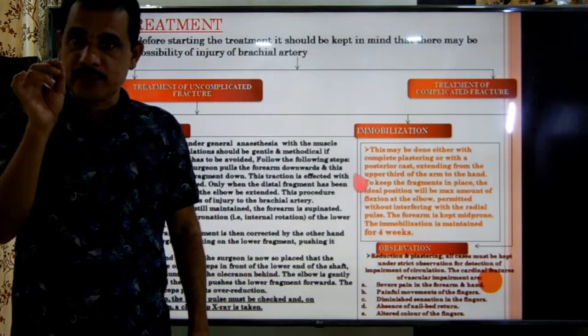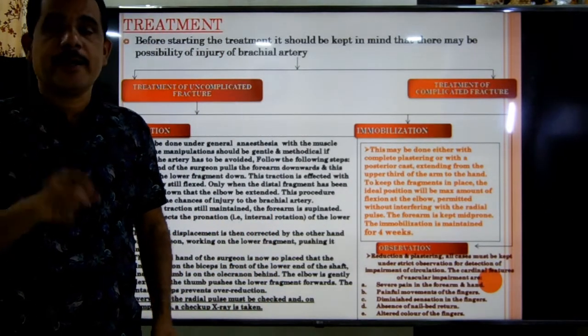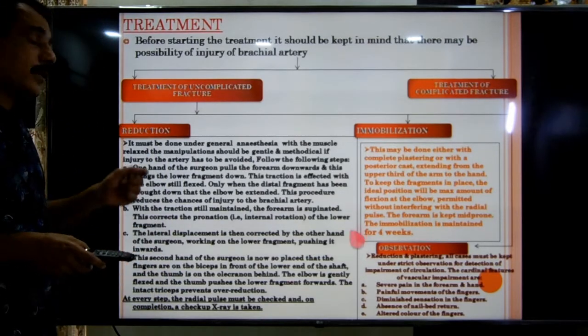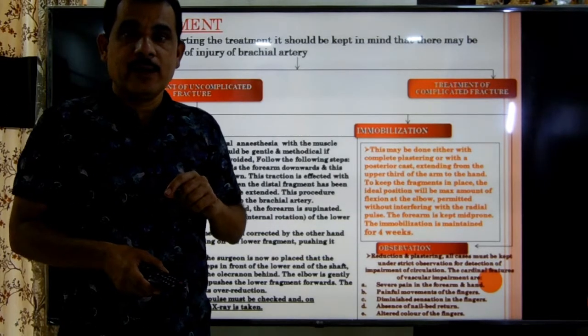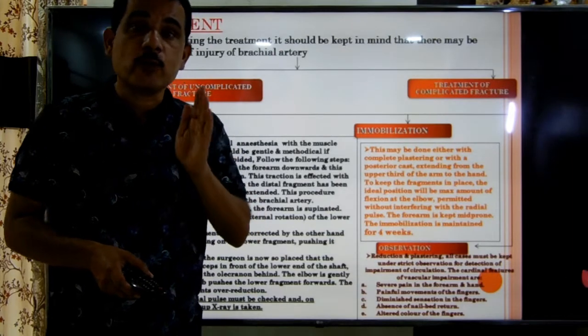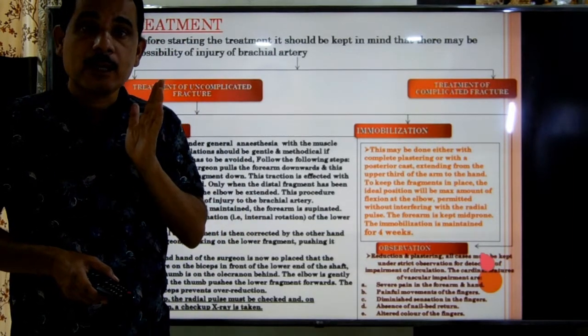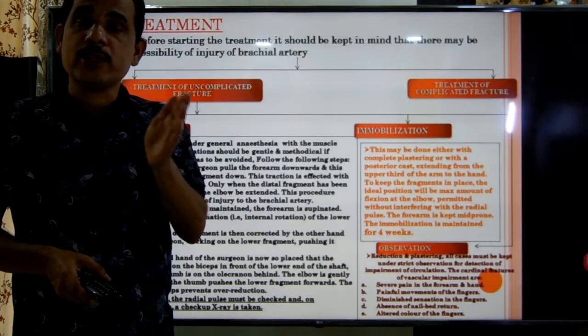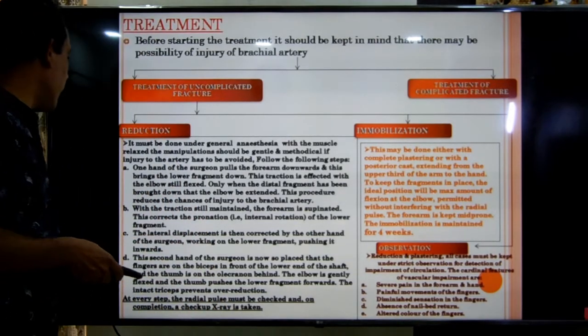So before reduction, anesthesia will be on, and then the reduction should be carried out. What steps should be there? There are steps in the reduction, and they should be carried out methodically, or sequentially.